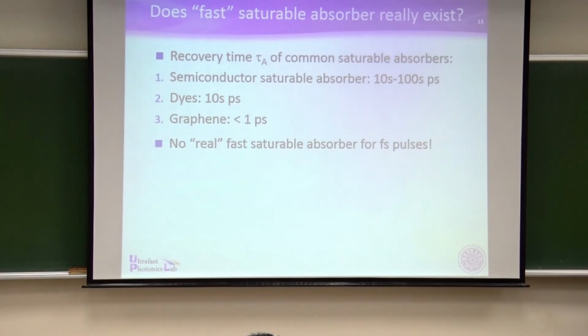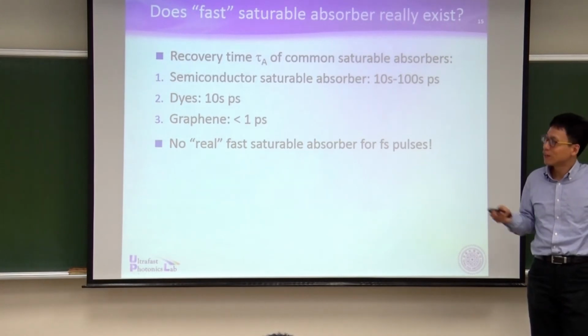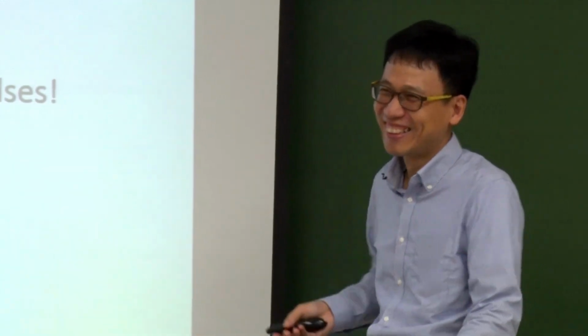Then why should we pay attention to this model? If you can never find a real saturable absorber which is fast enough to fit into this model, why should we pay attention to this model? Maybe in the future we will find one. Yeah, you are far-sighted, right? I know that. But this model has been used for many, many years. So it's not about the future. It's about now and then.